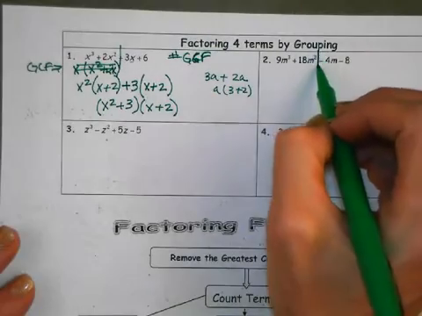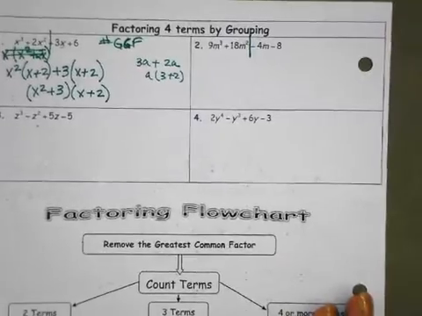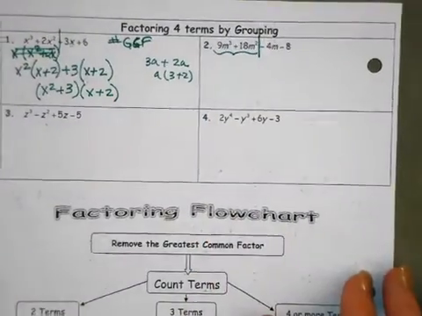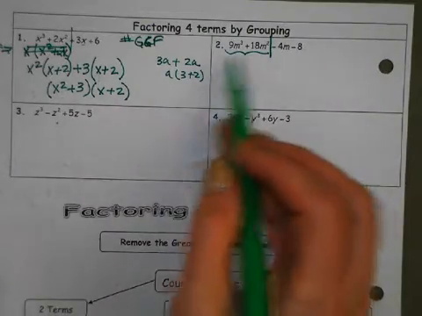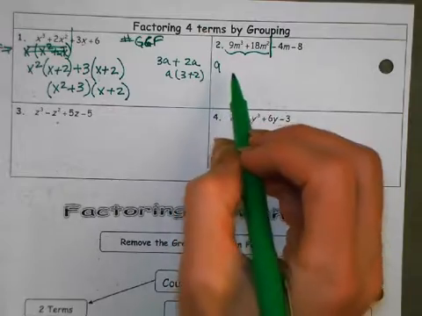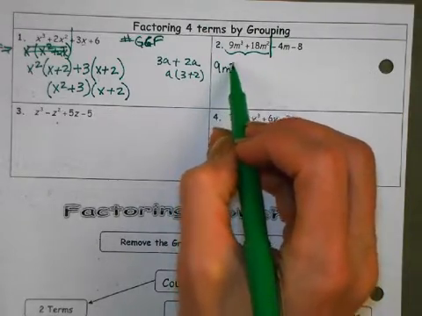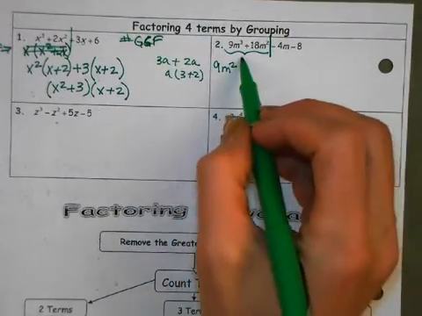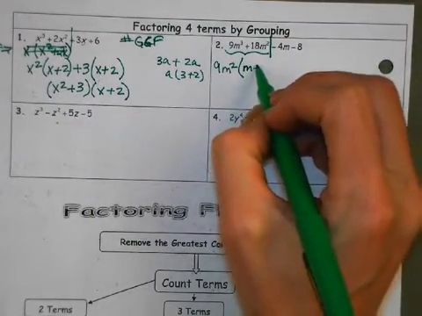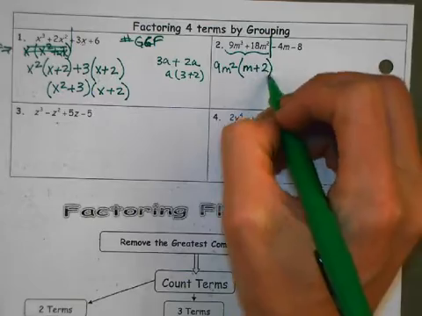All right, draw a line down the middle. You have your 2 parts. So on this one here, we want to say what the greatest common factor is, or anything common in any of these. And 9m squared, right? When I pull out a 9m squared, what am I left with? m plus 2, right?